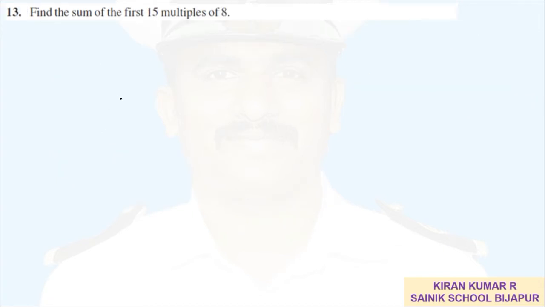Next question, very similar. We need to find the sum of the first 15 multiples of 8. How do I find them? The first number will be 8, the second number will be 16, the third will be 24, and so on. What is the 15th term? A15 will be a plus 14d.